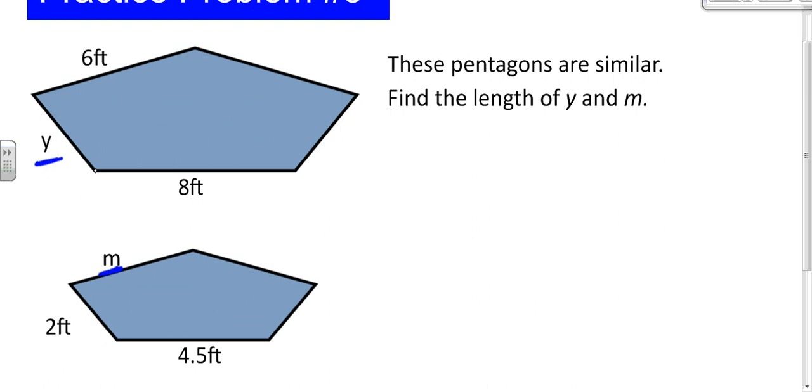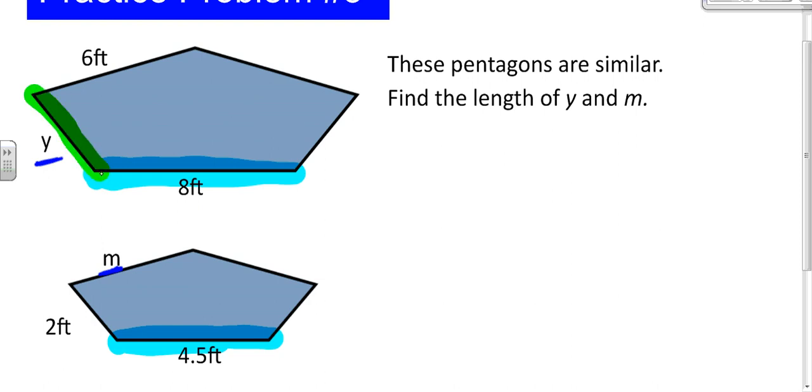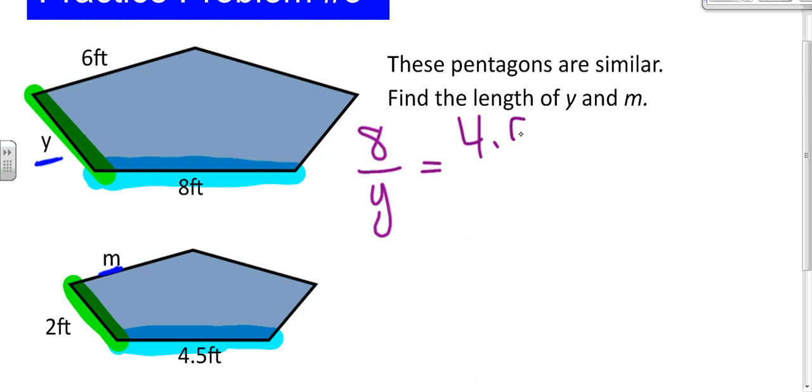So the important thing to see here is look at the corresponding sides that we know. We know the base of this pentagon here, 8 feet and 4.5 feet. So I'm going to solve for Y first. So I see that Y on the larger pentagon corresponds to the 2 feet here on the smaller pentagon. So when I write my proportion, I'm going to set it up as 8 feet to Y, so 8 over Y, so the base to the left side here is going to be equal to the base of the smaller, 4.5, to the left side of the smaller, 2.